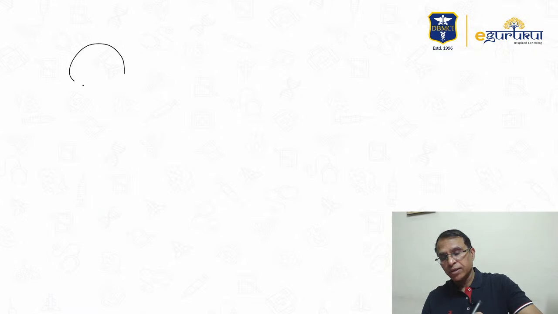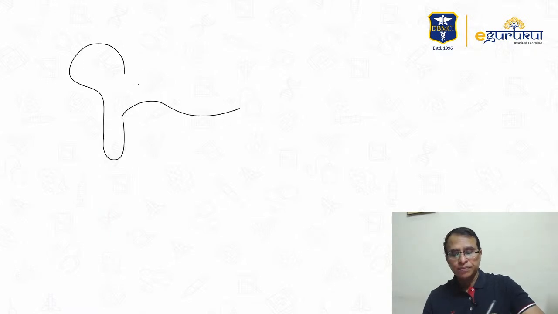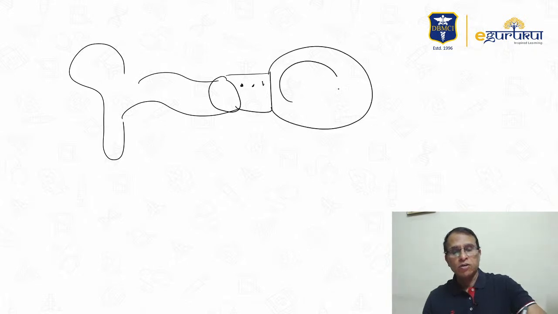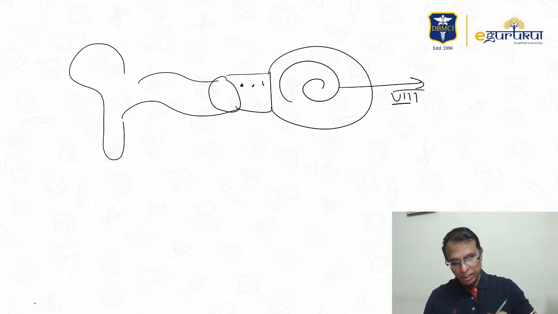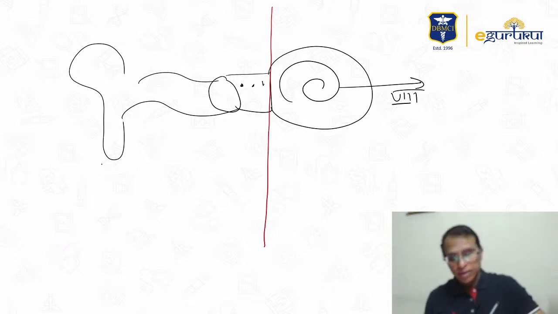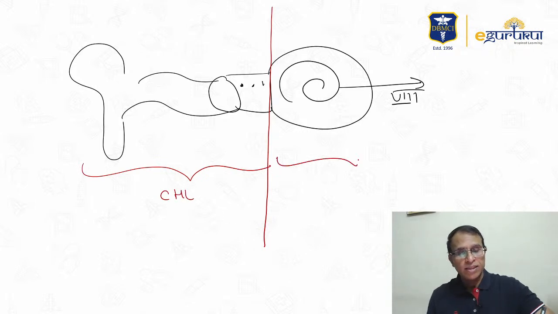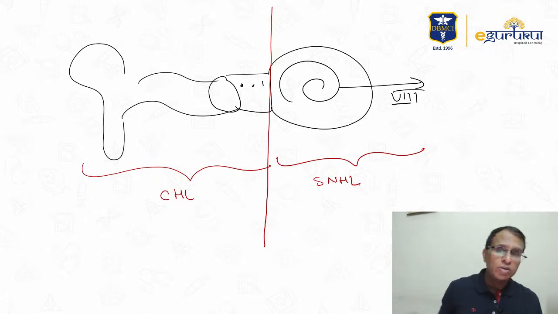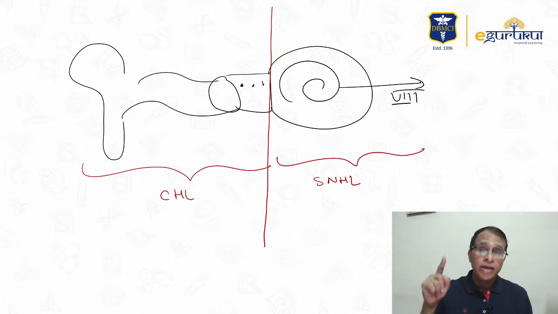Again, I'll draw pinna, canal, tympanic membrane, middle ear with 3 ossicles, inner ear, which is the cochlea and the vestibule, and 8th nerve. And if you divide this ear here, this disease always cause conductive hearing loss, and this area disease always cause sensory neural hearing loss. So it is not about the disease, it is about the area it is involved.